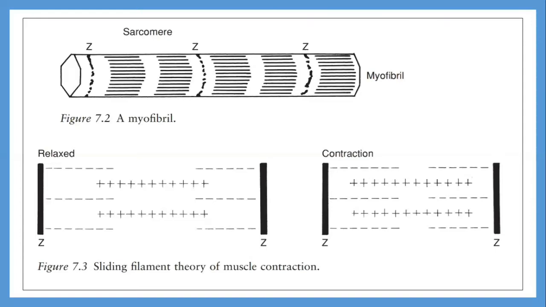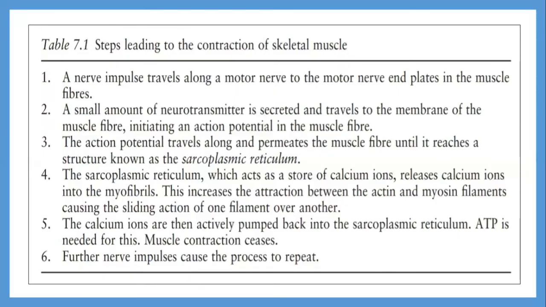And note that the filaments themselves do not shorten, as you can see in figure 7.3. As you can see in table 7.1, these are the steps leading to contraction of skeletal muscle. First, a nerve impulse travels along a motor nerve to the motor nerve end plates in the muscle fibers. The second step: a small amount of neurotransmitter is secreted and travels to the membrane of the muscle fiber, initiating an action potential in the muscle fiber.